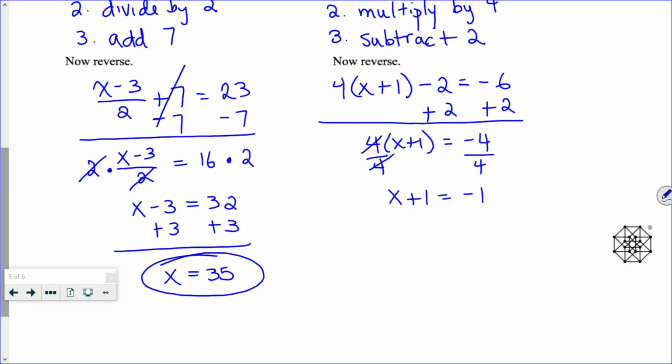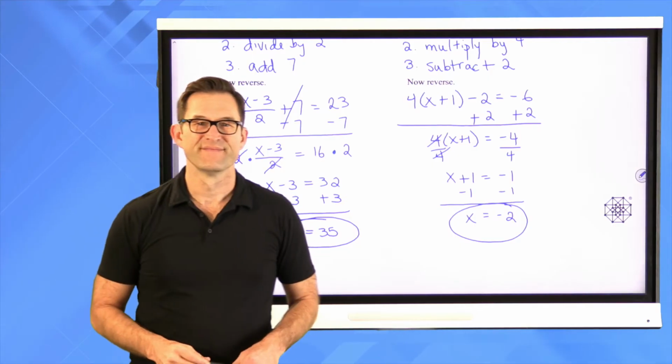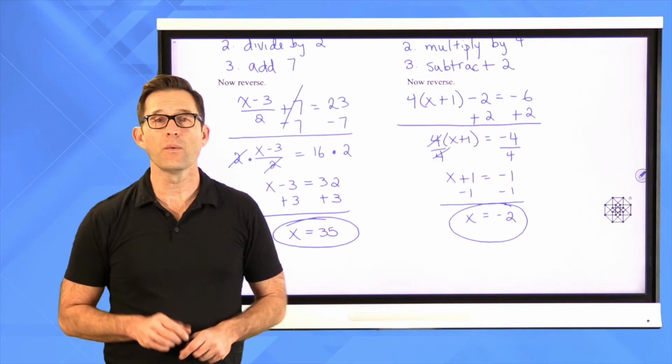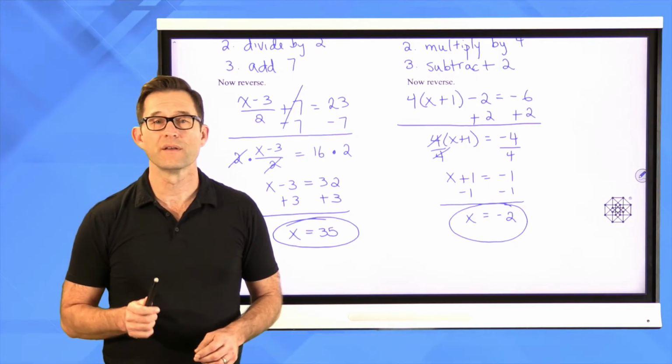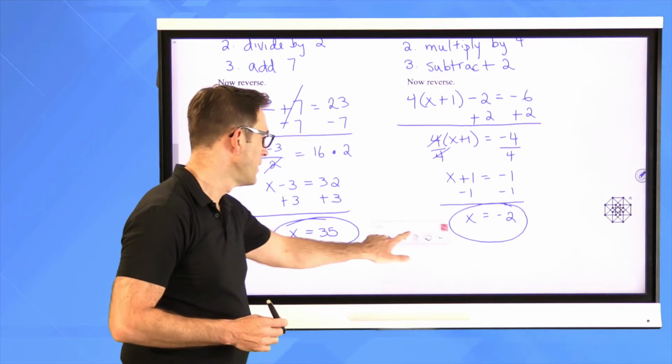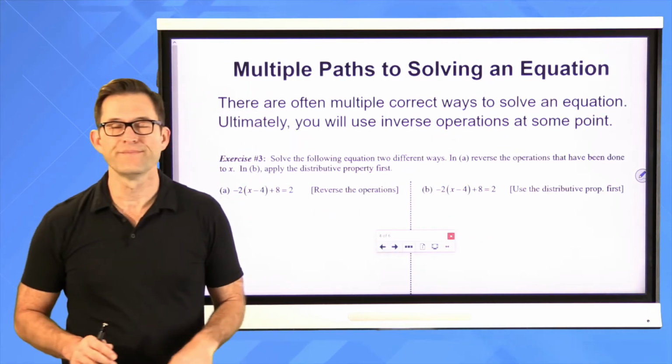I can get rid of those parentheses since there's just a 1 multiplying. Now I'm going to subtract 1 from both sides. Be very careful here. I've got negative 1 minus 1, which is negative 2. All right, so it's easy enough, right? Identify what's been done to x, reverse it in the opposite order. Let's move on. Let's take a look at another thing to consider.